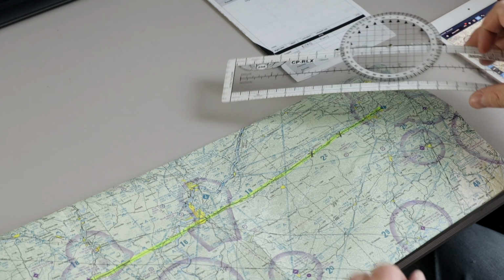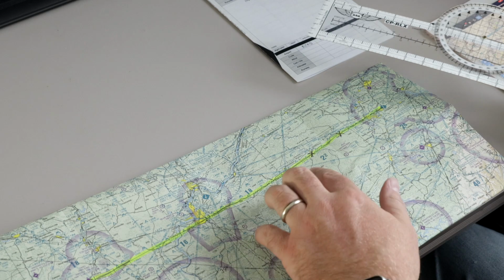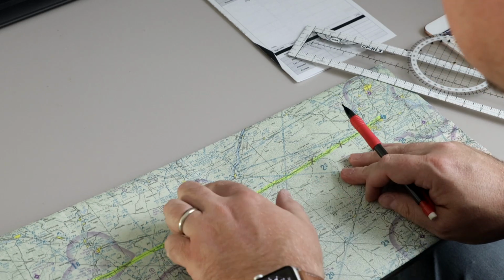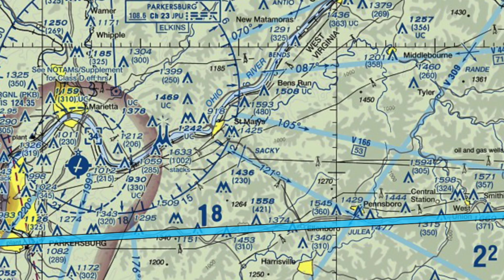Another option is always we could plot a radial off of the Parkersburg VOR here. In fact, we've got one defined already on the map on this Victor Airway. We've got the 121 radial from Parkersburg. So let's go ahead and use that as a checkpoint. That'll kind of show that we understand that we can use VOR navigation.